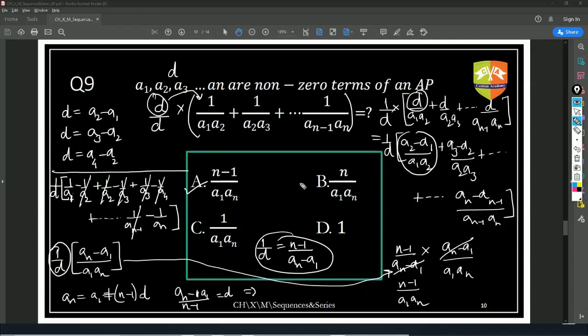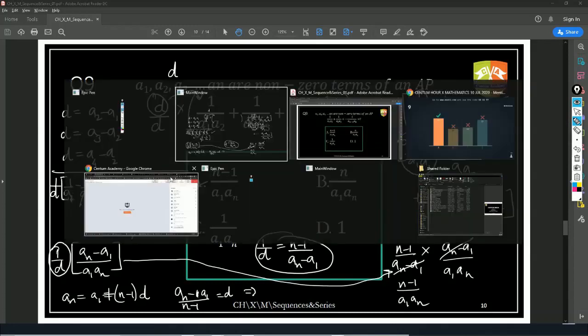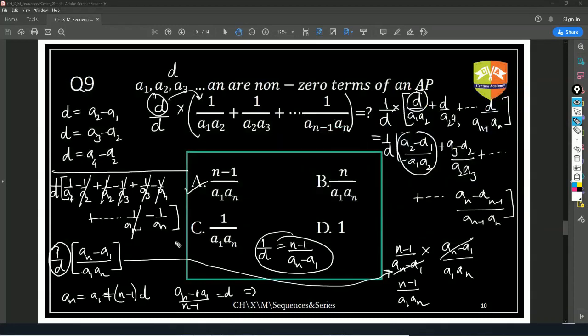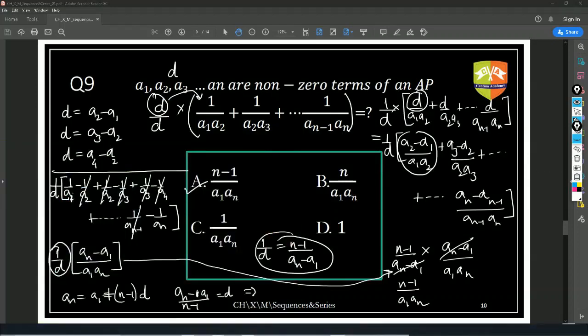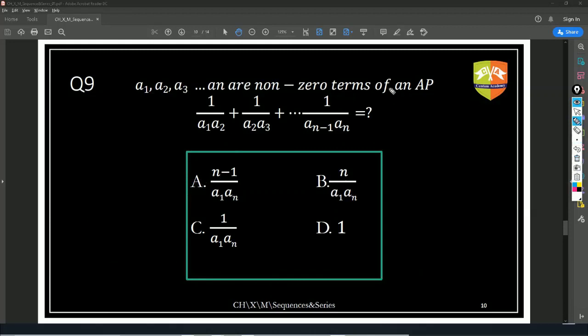So what was the catch here? Can you explain again? Yes, I can. Let me do one thing. Where do I explain? I need some bigger space. Where do I do it? No, wait. Okay, let me do it once again here only. I'll delete everything because I don't have much space here.